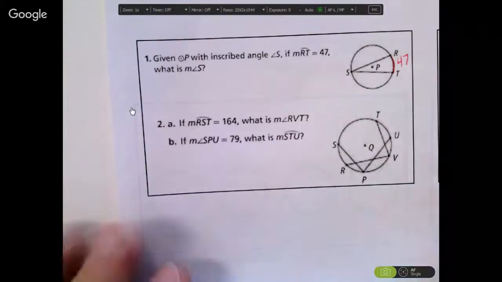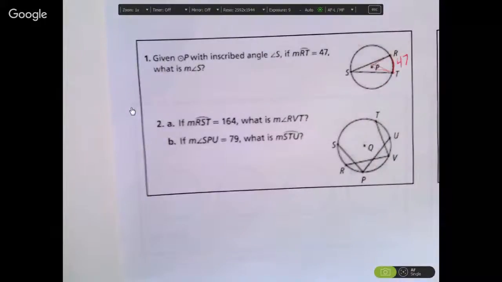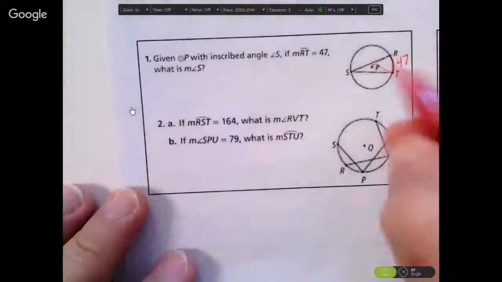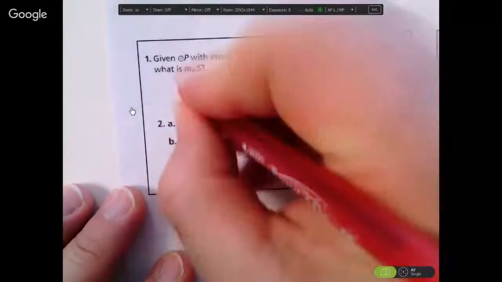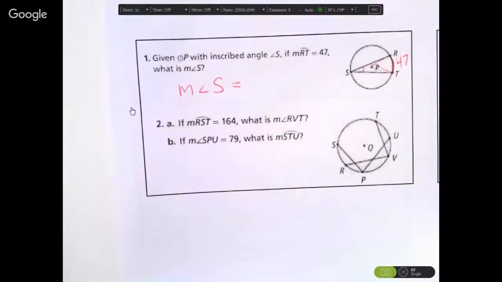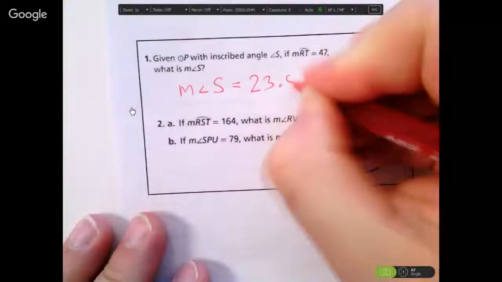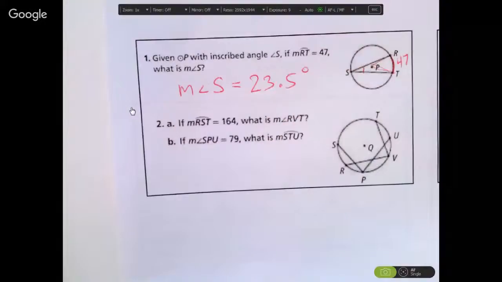So Dalton, you know what the central angle is now? Yeah. So that's the central angle. We don't actually have to write it, but that's what they're telling me. So then they want to know what is the measure of this angle here, S. The measure of angle S is 23.5. So be careful that you don't go the wrong way. The central angle is twice as big, so that means the inscribed angle is half its size.